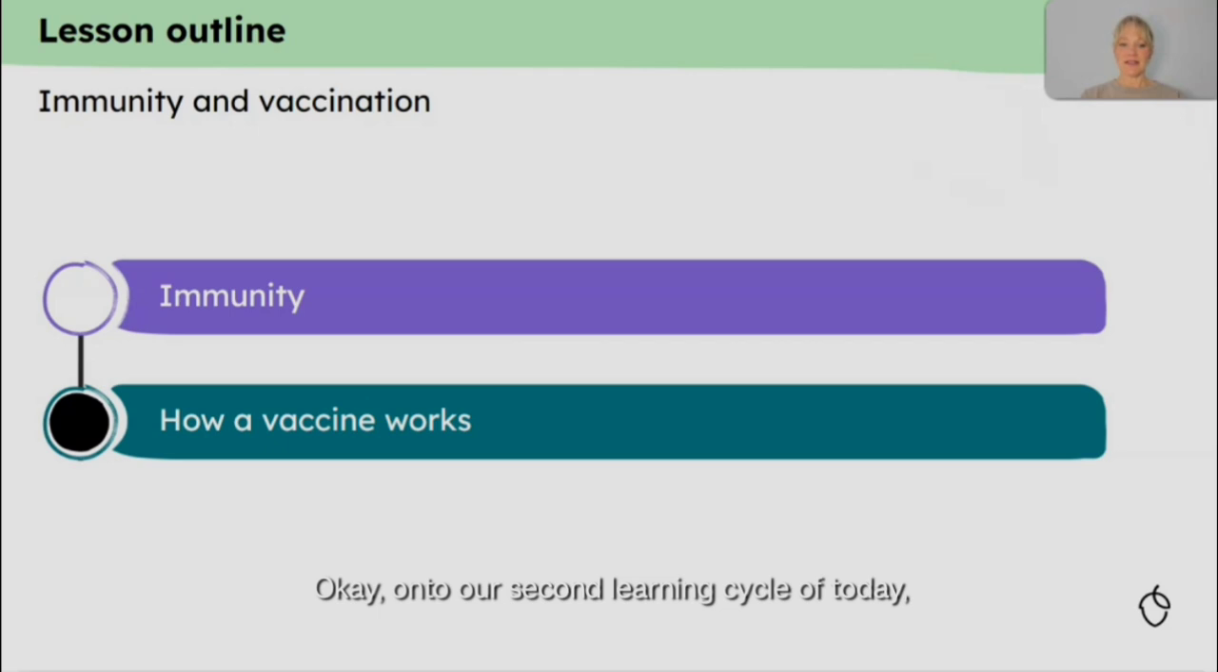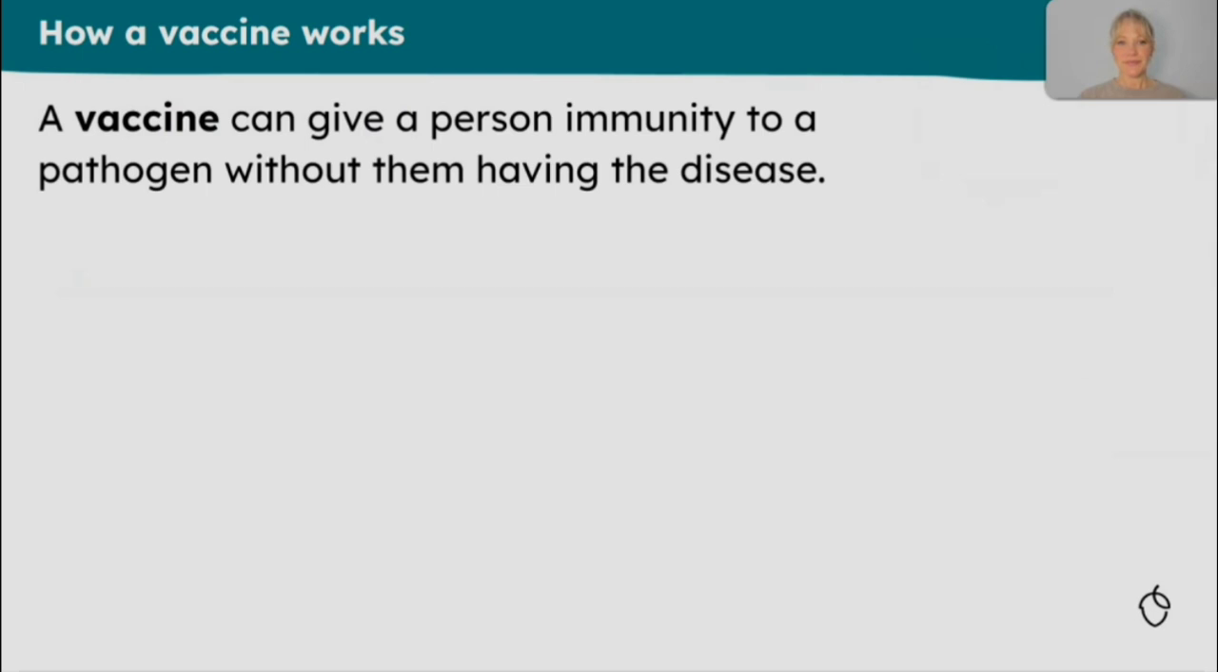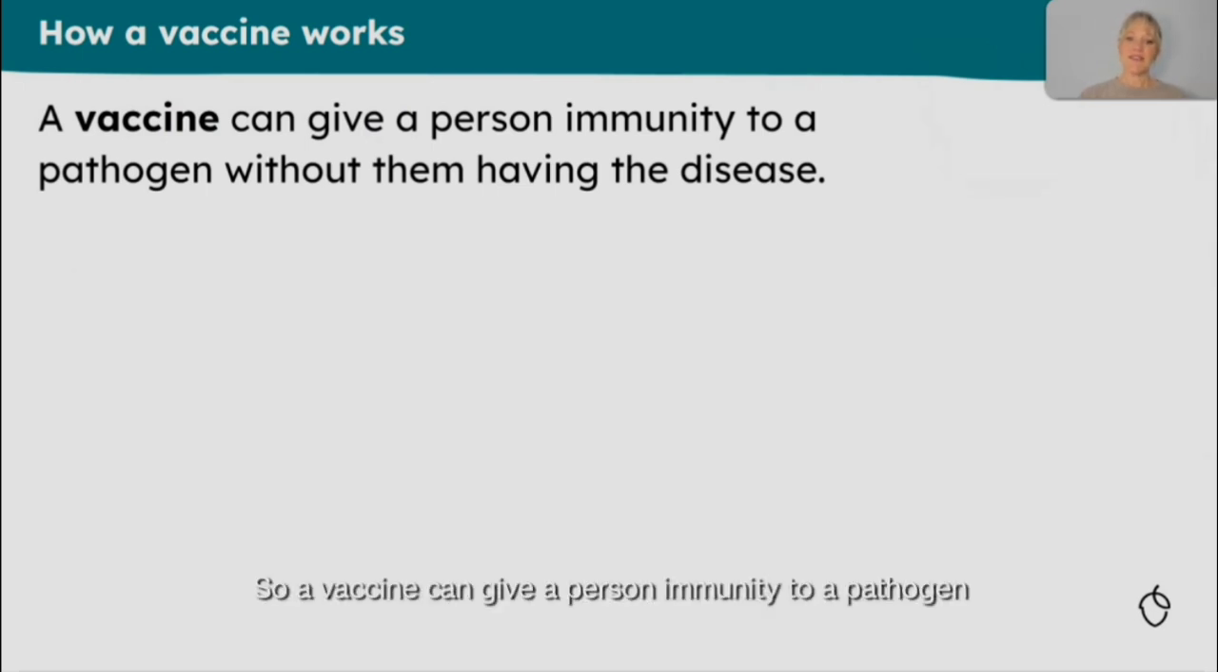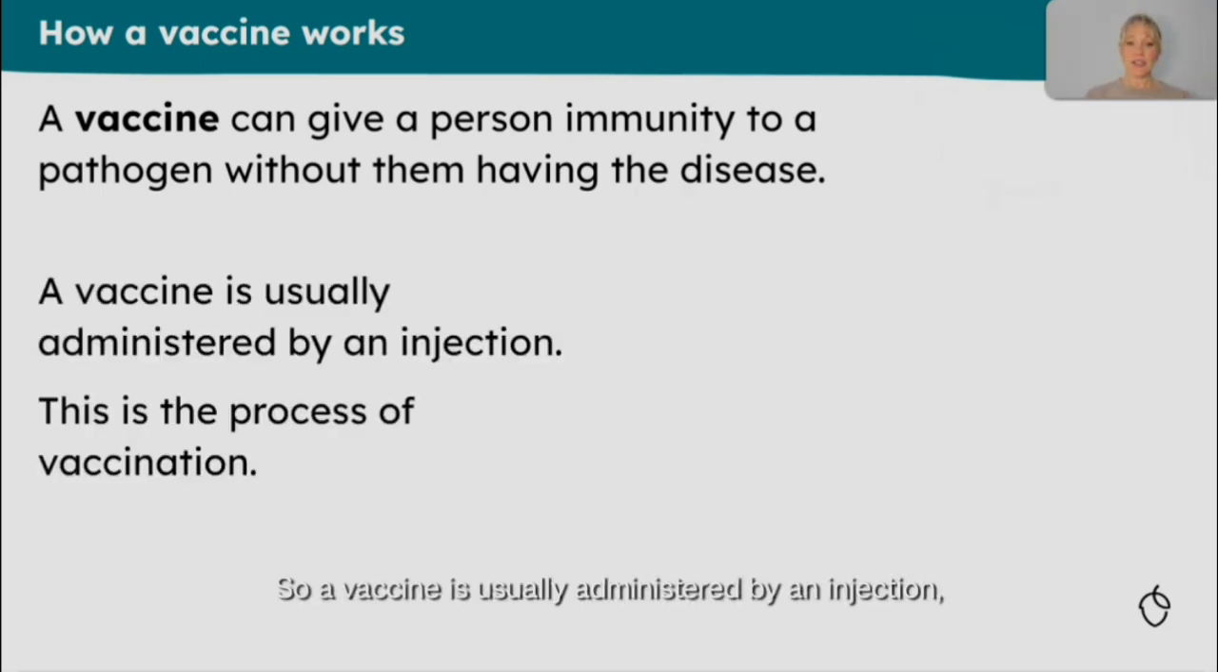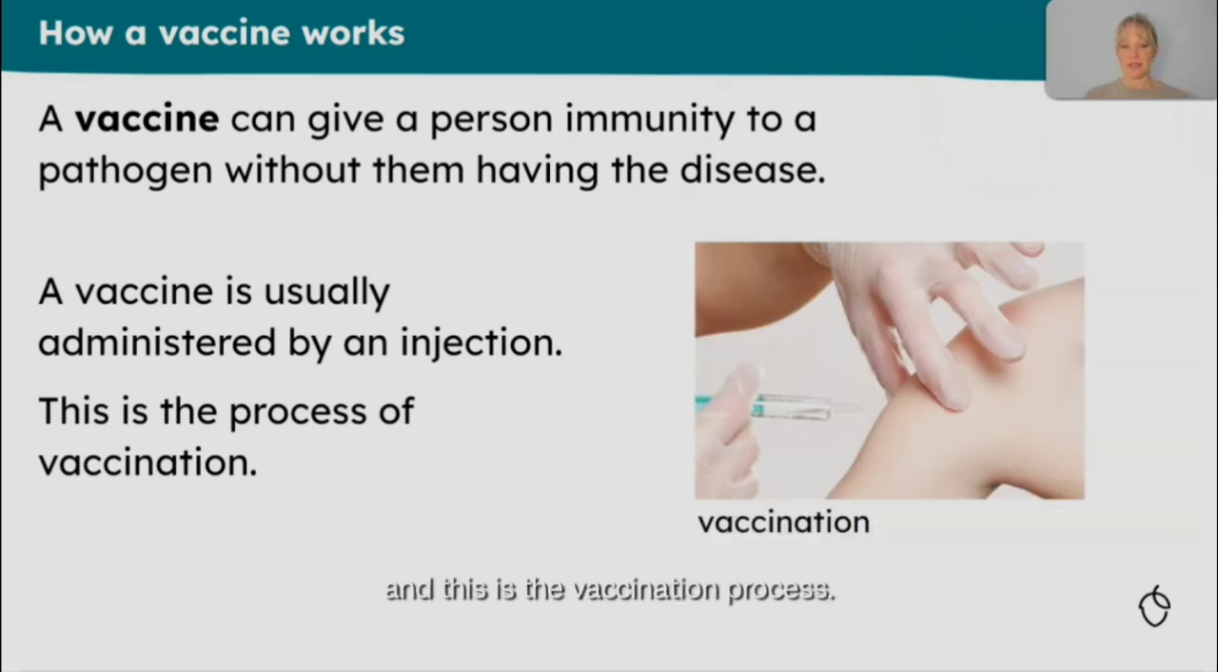Okay, on to our second learning cycle of today, how a vaccine works. So, a vaccine can give a person immunity to a pathogen without them having the disease. Remember, immunity means that you actually do not show any signs or symptoms from that disease when infected. So, a vaccine is usually administered by an injection, and this is the vaccination process.